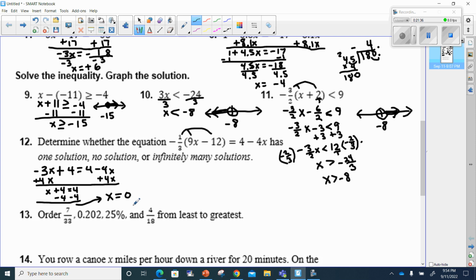Now, does that mean there's no solution? Absolutely not. It means that 0 is a solution. All right. So that's my answer. X is 0. There is one solution here.